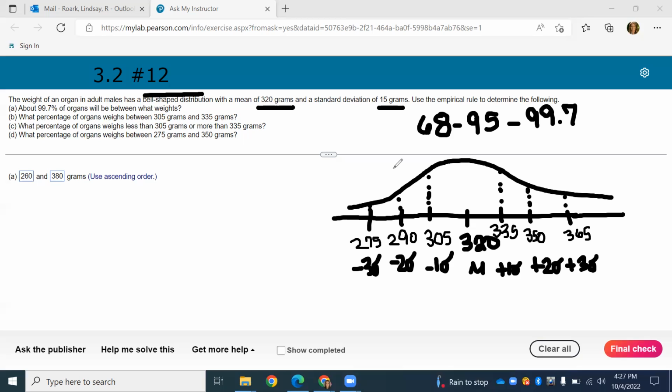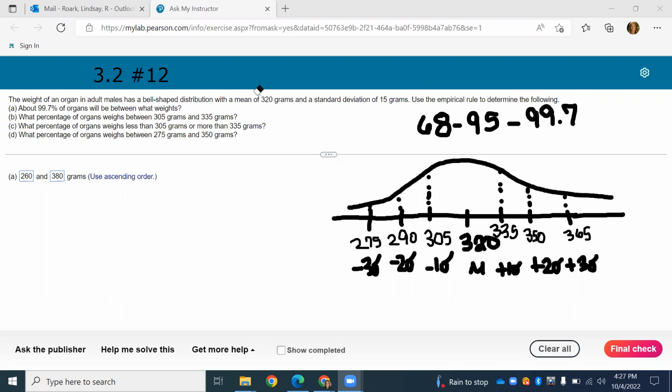Okay, so that's good. I have all my numbers, and now I can answer the questions because it's going to make my life a lot easier. So this is what you want to do every time. I know in an online class it's hard sometimes to know what to write down, but this is definitely one of them. Okay, so this first question says, about 99.7% of organs will be between what weights?